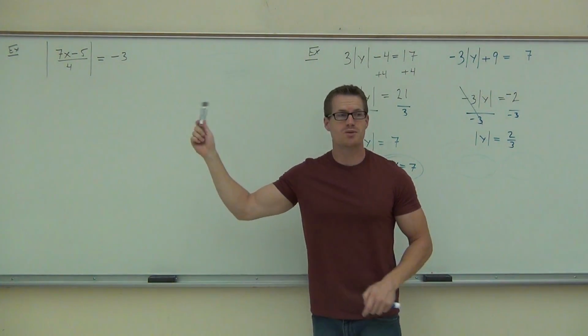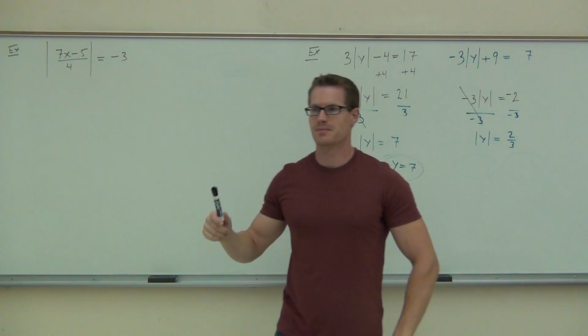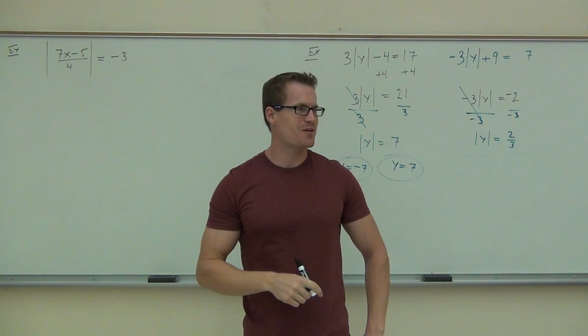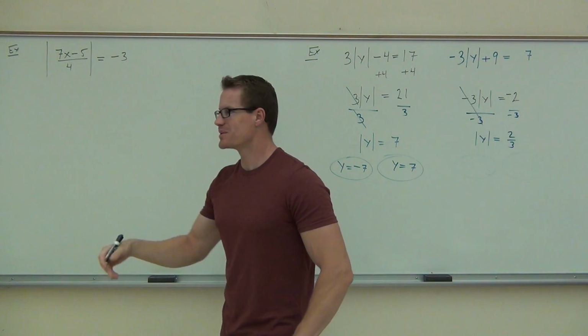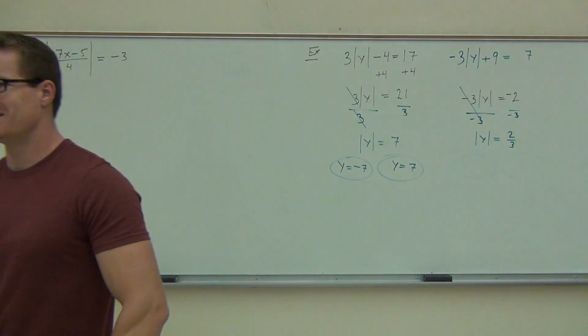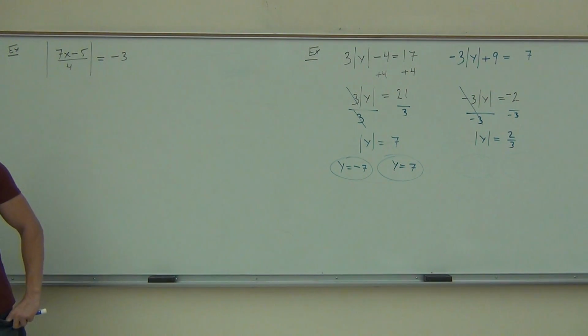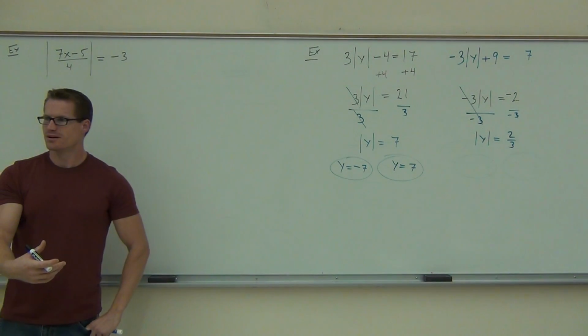What would the first thing we'd do on this problem be? No solution. Well, that was easy. Why aren't we multiplying by 4? Why aren't we setting up 2 equations? Why aren't we doing any of that stuff? I want you to take a look at it. Is that doable? No. Can an absolute value ever equal a negative? No. So this is different.